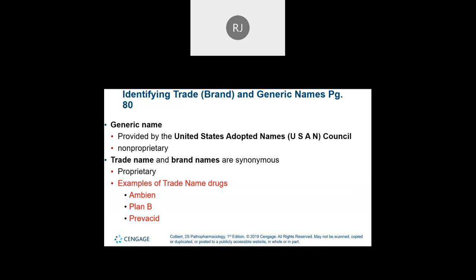A trade name, also known as a brand name, is proprietary and is developed and owned by pharmaceutical companies to market their creations to the public. A trade name often has hidden meanings to what the medication does. Some examples of trade name drugs are Ambien, Plan B, and Prevacid.